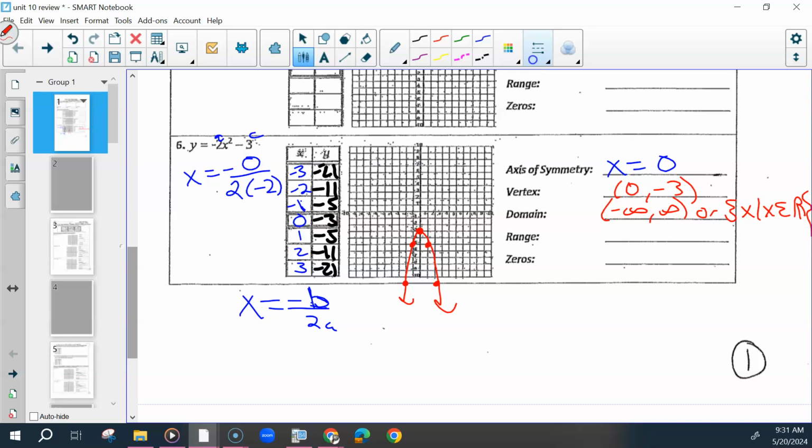Your domain for quadratics will always be the same. The range will be different. You're looking at your y values, lowest to highest. Lowest starts at negative infinity. Highest point, you could look at your vertex to help you find that, but it's going to be negative 3.